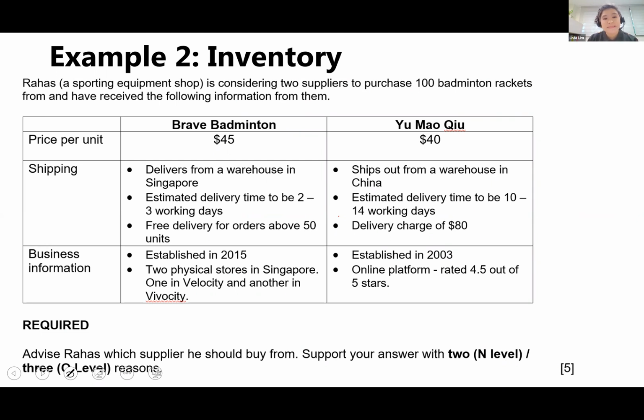Okay. So for example, if I go with Brave Badminton, right, I might not focus on the cost because the cost is obviously higher. So what I might focus on is the delivery time. See, for Brave Badminton, the delivery time is 2 to 3 working days, whereas Yu Mao Qiu, 10 to 14 working days. Why? Shipping from overseas is a bit longer, right? So if I just focus on this, I would actually make the choice of choosing Brave Badminton.